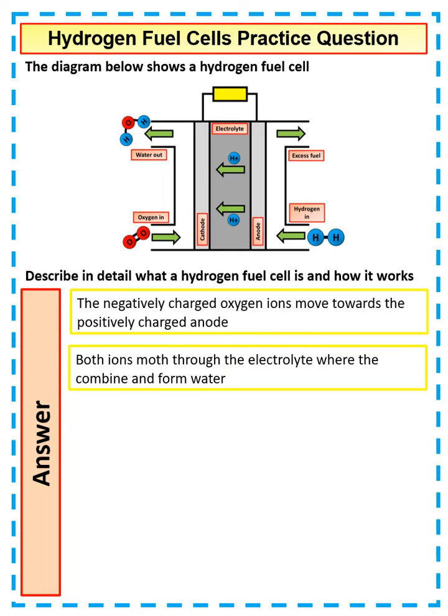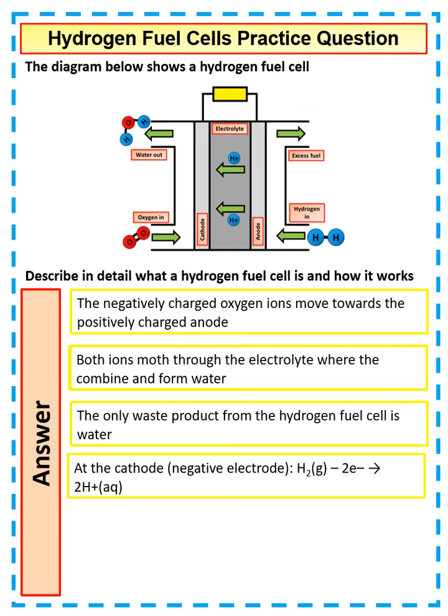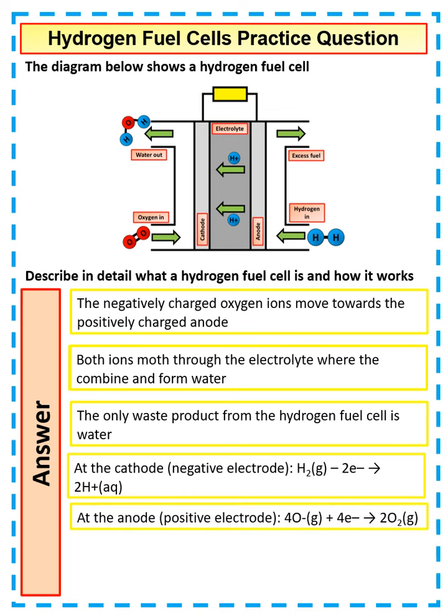Right, remember water is one of the big byproducts. So water is the only waste product. So remember at the cathode, your equation is H2 minus 2 electrons goes to form 2 positive hydrogen ions. The anode, we've got 4O minus plus 4 electrons goes to form 2 lots of O2.